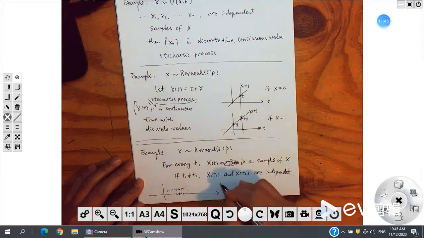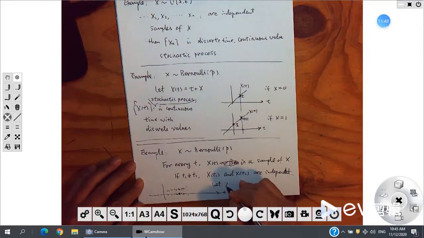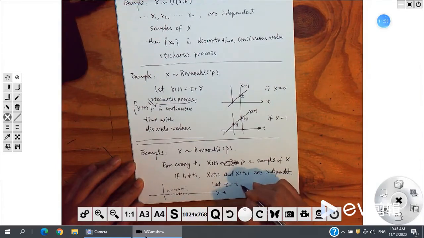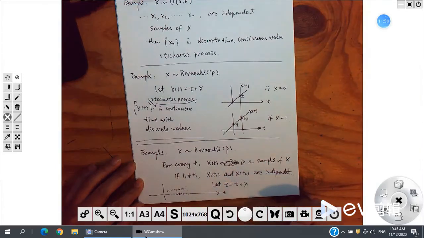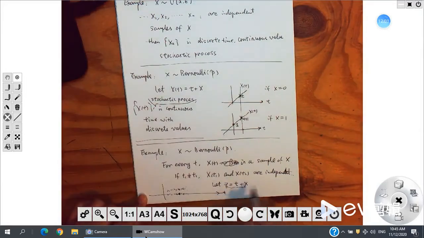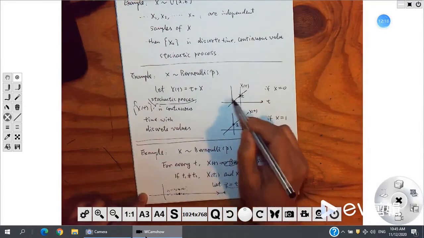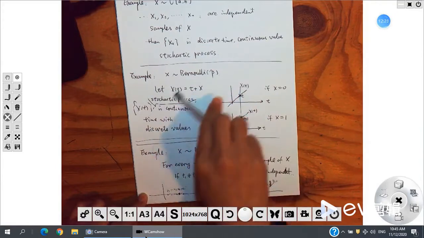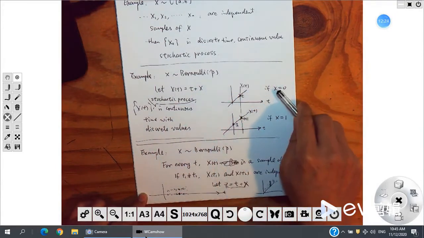Alright, and let z equal to t plus this x. This z is similar to the previous x, but this time it is not a straight line because this x is uncertain. So it is t plus value 0 or 1. It's not a straight line. In this example, you can think we have only two possible values: x is 0 or x is 1.